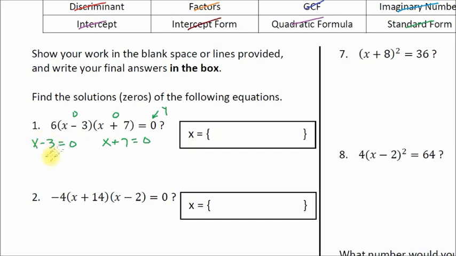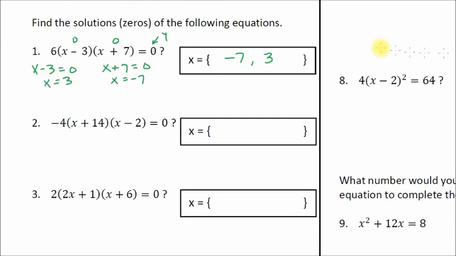So in this case, we add 3 to both sides and we end up with x equals 3. We subtract 7 from both sides and we end up with x equals negative 7. So our answers here are negative 7, 3. Let's try the next one.